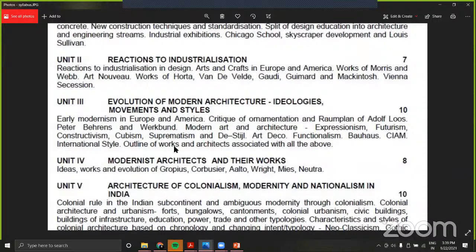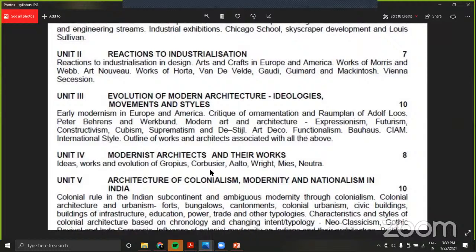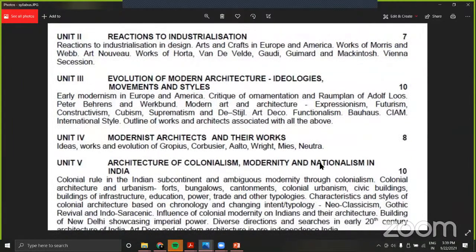If we are finishing Unit 3, we are starting Unit 4. We will be seeing six architects: Gropius, Corbusier, Alvar Aalto, Wright, Mies van der Rohe, and Richard Neutra.